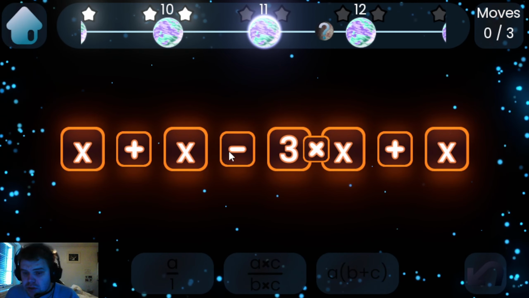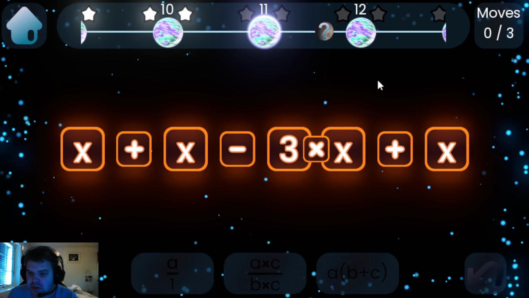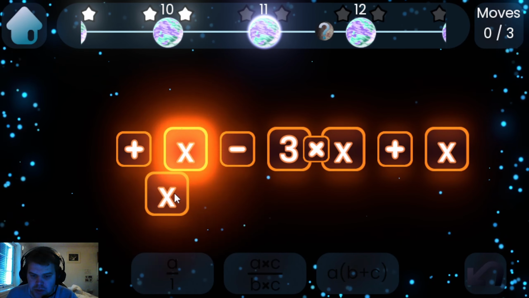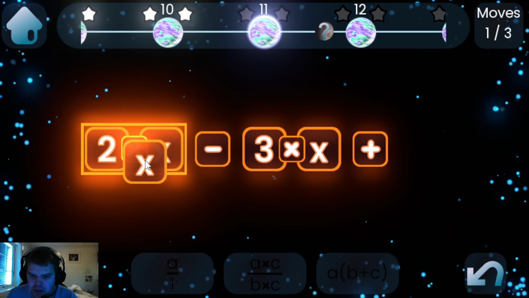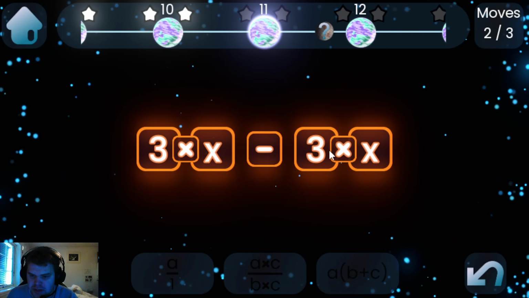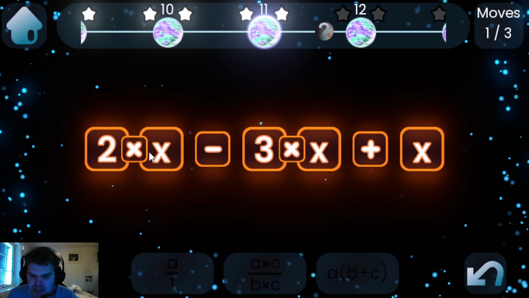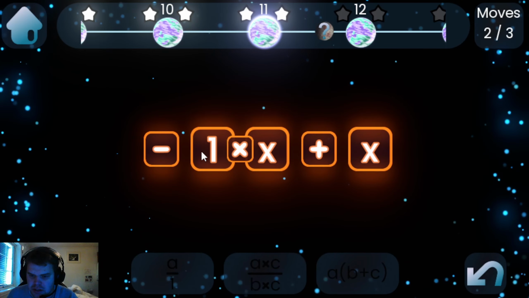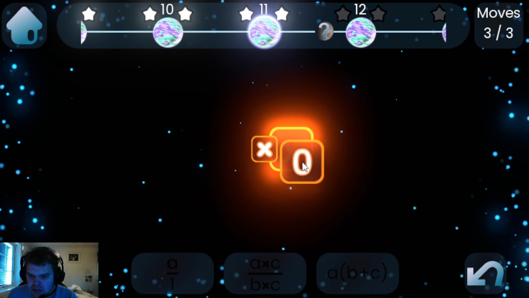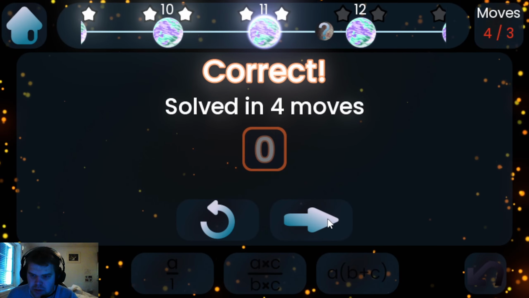Here you actually need to solve this one in a very particular way to get the stars. You need to put all the positive x's first, so you have 3x minus 3x, which is 0, bam, right away. If you instead mix and match a little, like minus, and then plus, now I see 4 moves, so that didn't work.